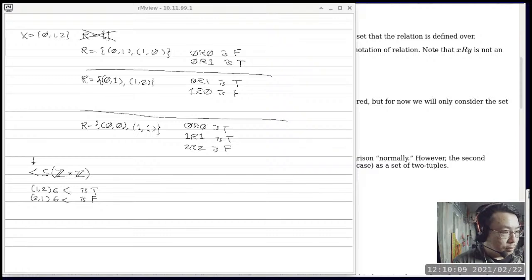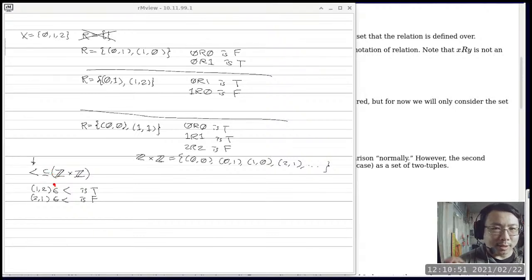Nope. Okay, so I think you're mixing the concept of membership with the concept of subset, because Z cross Z looks kind of like this. It is a set of 0, 0, 0, 1, 1, 0, 2, 1, and so on, right? There's an infinite number of items in it. But you can see that 1, 2 as a 2 tuple is an element of a subset, which is the less than subset.